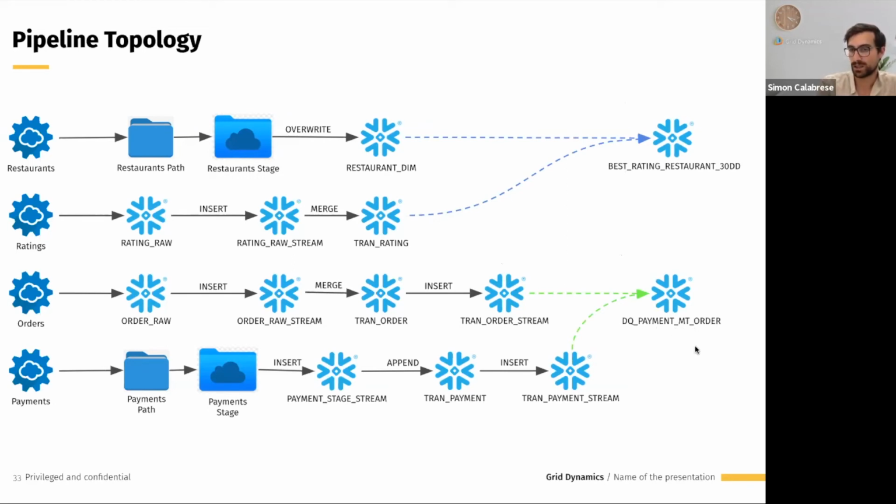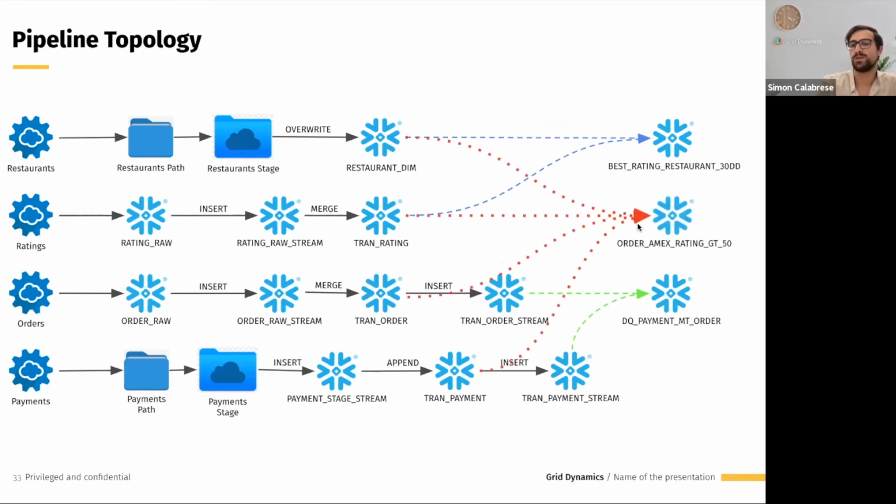than the order price. And then at the end, an order paid with American Express with the rating greater than 50. What I mean with the rating greater than 50 is that the restaurant where the payment with American Express has been performed received a rating of more than 50%. Okay, let's put it in action.